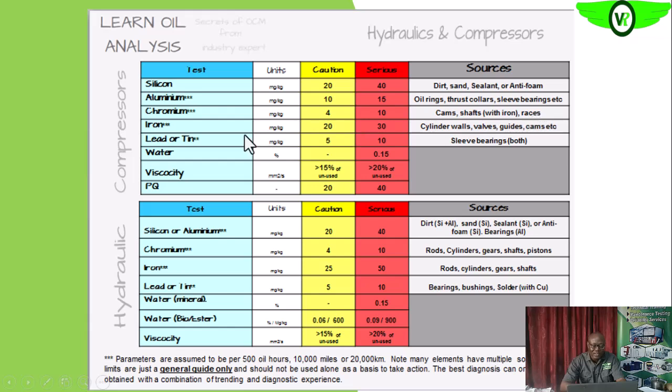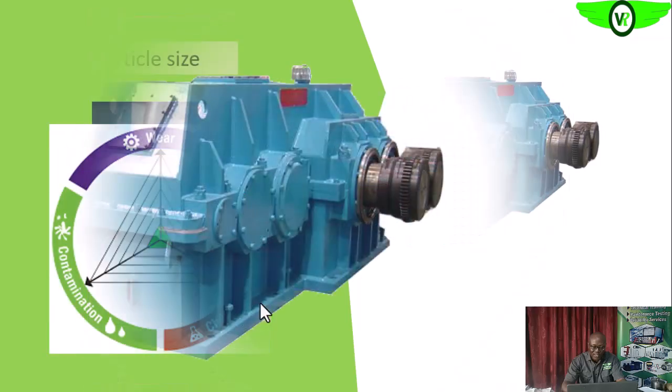Are we getting it? Then iron: the cylinder walls, your valves, your valve guides, the cam. All of those are possible parts that could wear, that will show up as an increase in the iron content in the lube oil. Then lead or tin: the sleeve bearings, or both. Are we getting it? So those are some of the ways that you can use to identify which part of the equipment is actually wearing.